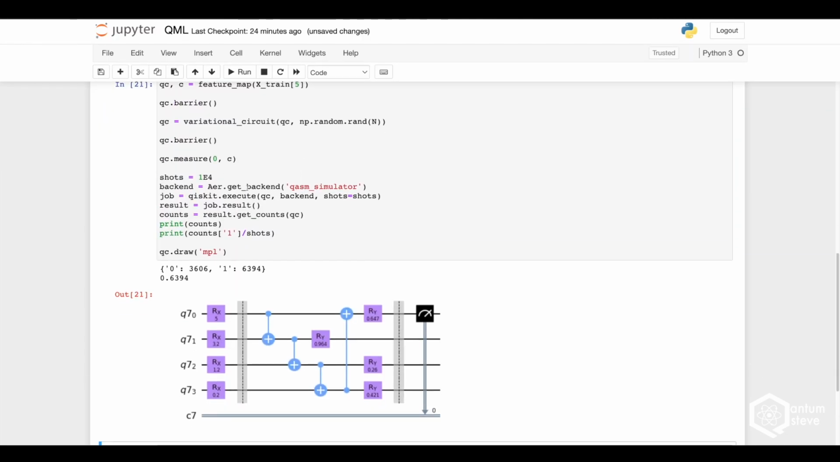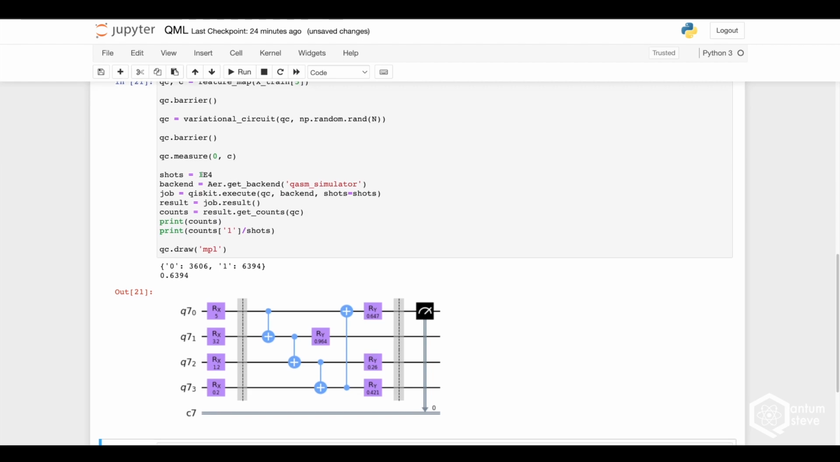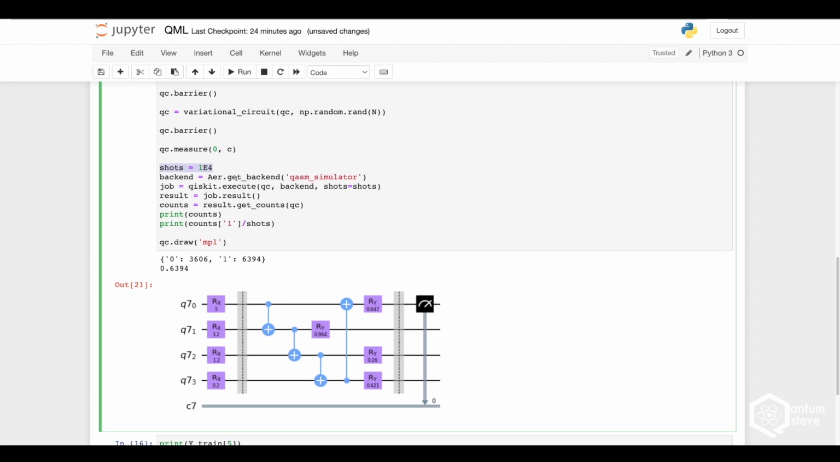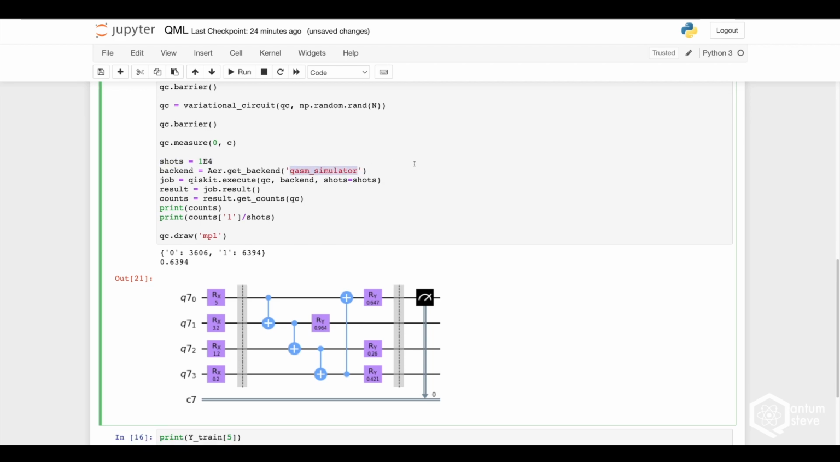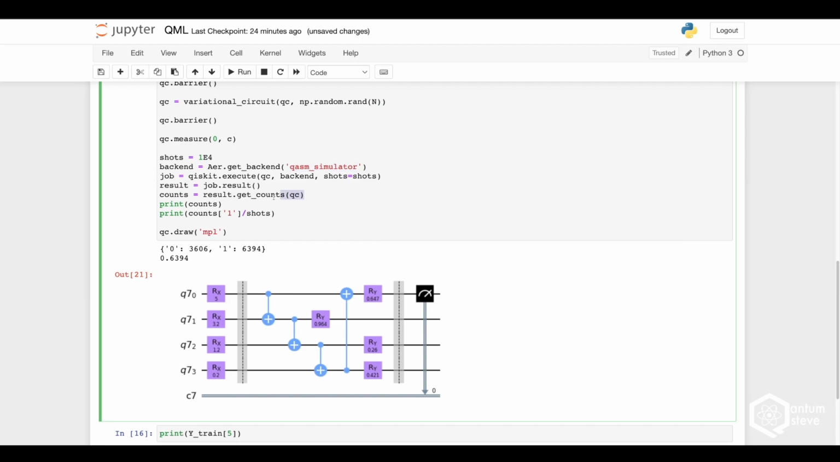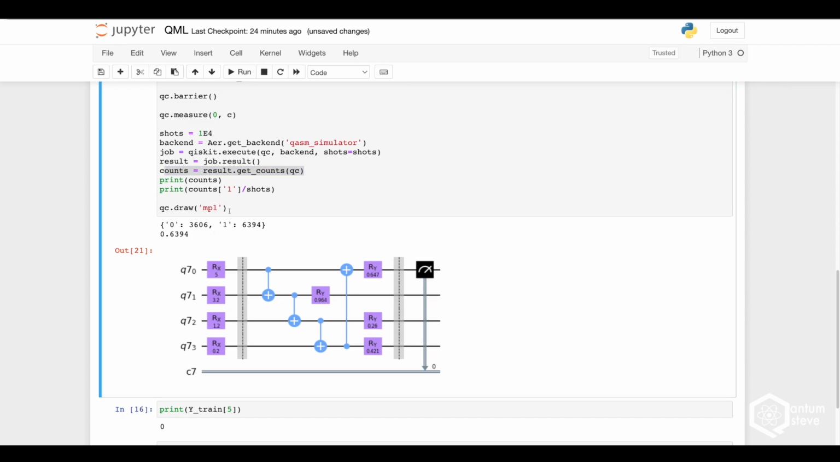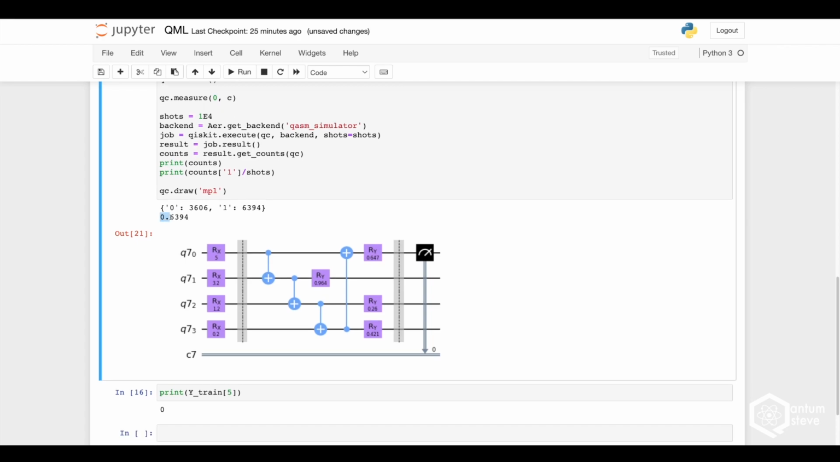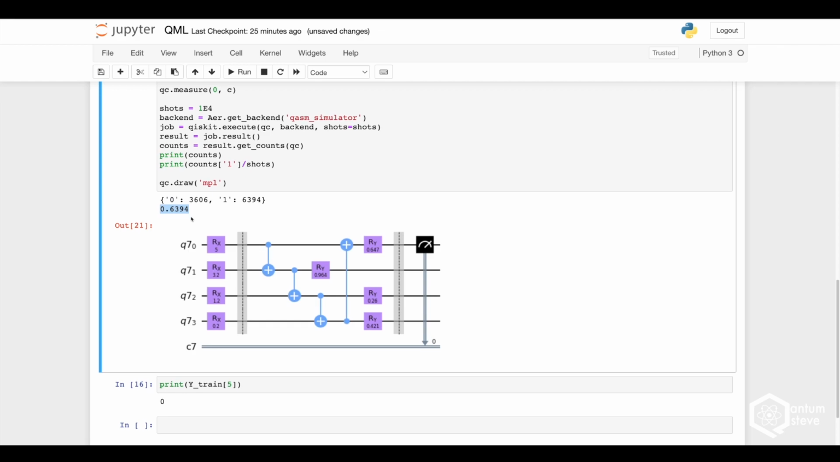All right, so I've now run this quantum circuit 10,000 times. This is the shots. And I've run it on a quantum simulator, this QASM simulator, which simulates the quantum computer without any errors. And so I've executed it and I've gotten the counts. Out of those 10,000 times, I've gotten 3,606 times 0 as an output and 6,394 times 1. So this means that I've gotten 63% of the time 1.